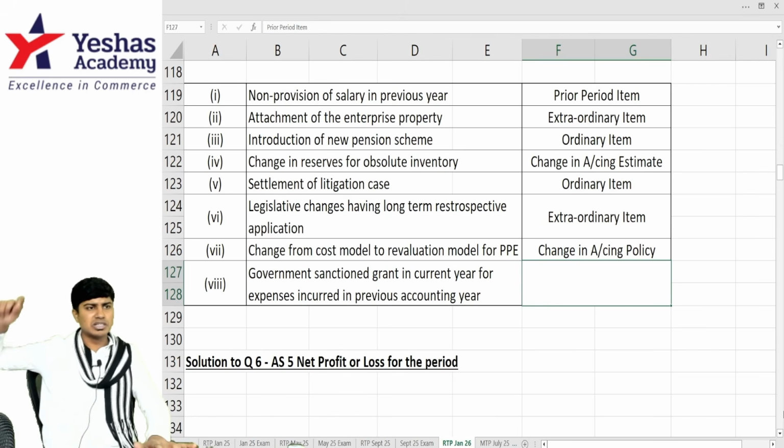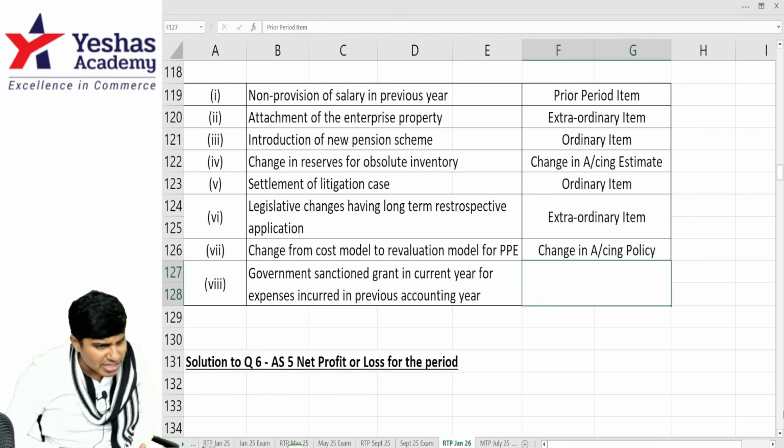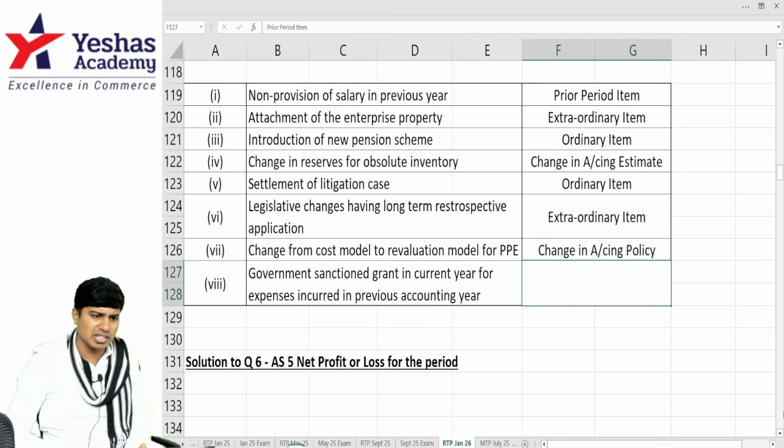When did we incur the expense? Previous year. Don't you think we should have recognized this income in the last year only? We should have recognized it last year. Because we did not recognize this grant income last year, and if we record it this year, it will become a prior period item. Government sanctioned grant in current year for expenses incurred in previous year.